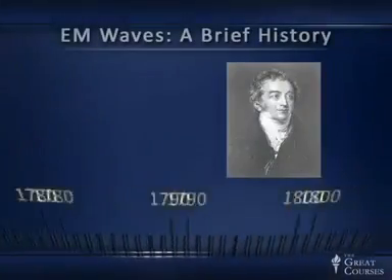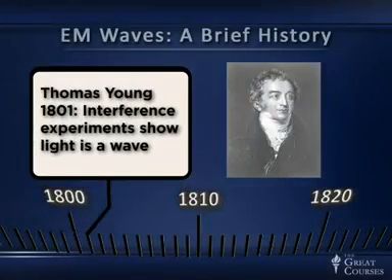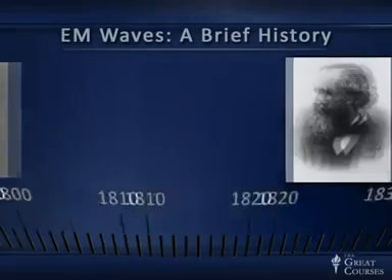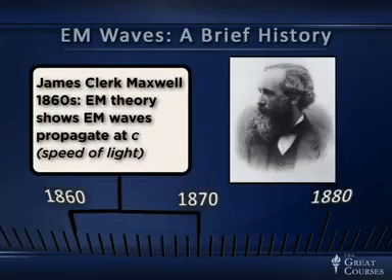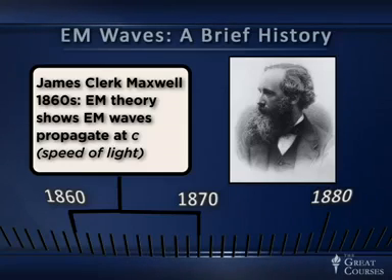So let's look a bit more at electromagnetic waves, their history and their properties. So a brief history of electromagnetic waves. We go back to Young in 1801, who did interference experiments that showed that light was a wave. Newton had believed it was a particle. Young proved Newton wrong with these experiments, that light is definitely a wave because it underwent wave interference. Maxwell in the 1860s comes along with his electromagnetic theory and shows that electromagnetic waves propagate at the speed of light and arise from his electromagnetic theory.